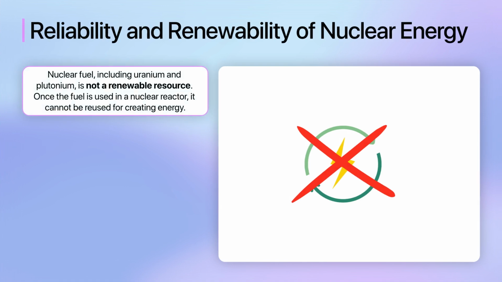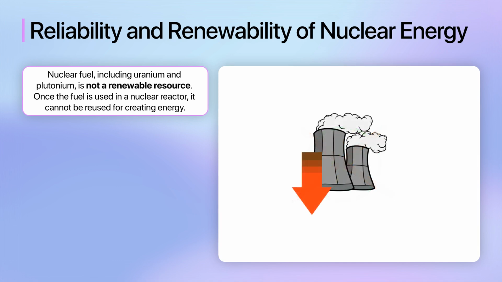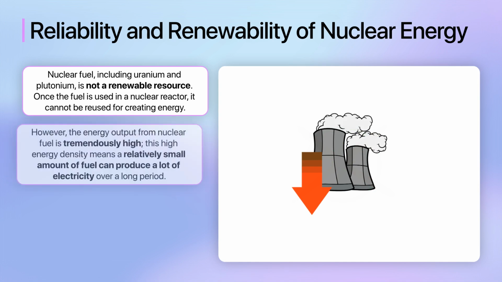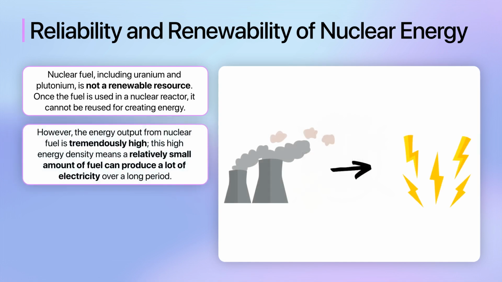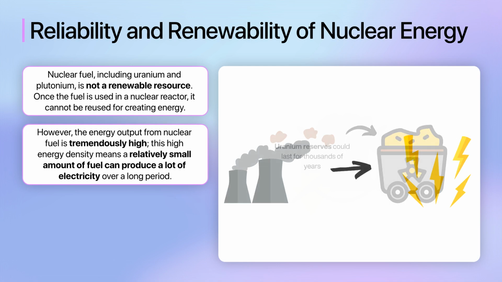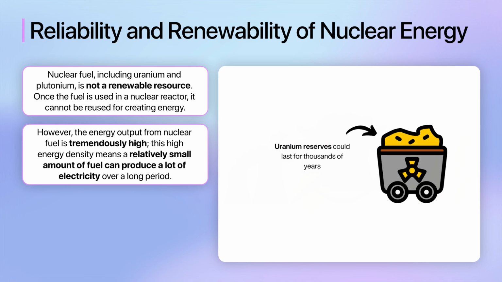Nuclear fuel, including uranium and plutonium, is not a renewable resource. Once the fuel is used in a nuclear reactor, it cannot be reused for creating energy. The reserves of these fuels are finite. They will deplete over time. However, the energy output from nuclear fuel is tremendously high, and this high energy density means a relatively small amount of fuel can produce a lot of electricity over a long period. It's estimated that the available uranium reserves could last for thousands of years at the current consumption rates, but they are not infinite.